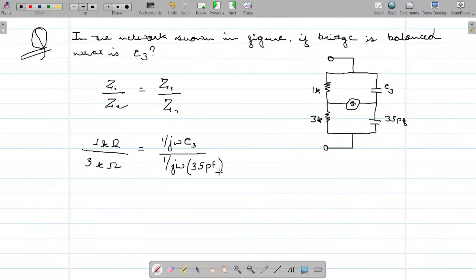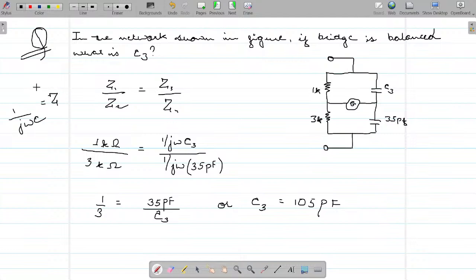35 picofarads. It is given to you, right? So can I write 1 by 3 is equal to 35 picofarad upon C3, or C3 is equal to 105 picofarad. Very easy question. All you needed to remember was that the impedance of a capacitor is 1 upon j omega C. This is what you need to remember.